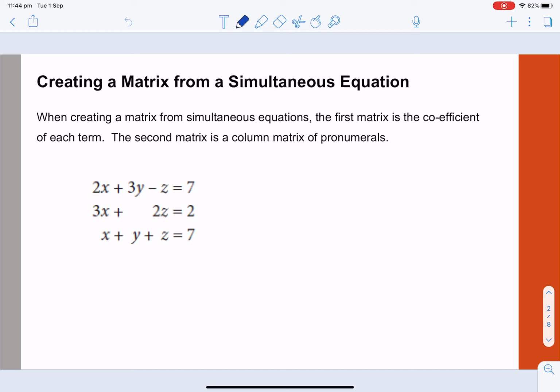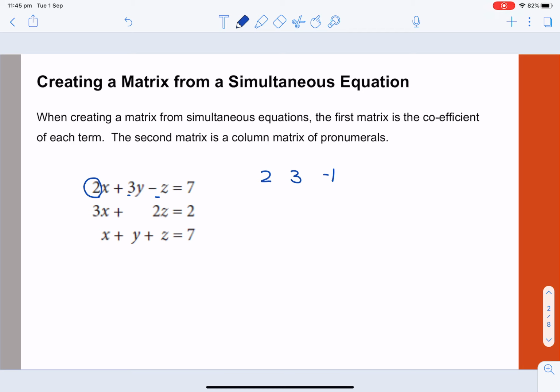So the textbook doesn't actually go into detail about this, but I'm going to show you how to create a matrix from a simultaneous equation. When creating a matrix from simultaneous equations, the first matrix is the coefficient of each term. The second matrix is a column matrix of pronumerals. So what does that mean? What that means is that we take the coefficient, so that's the number next to the letter, and we put that into our matrix. So we're going to take the number 2, then 3, then negative z, or negative 1, and create our first row. On the other side, I'm going to put the number 7.